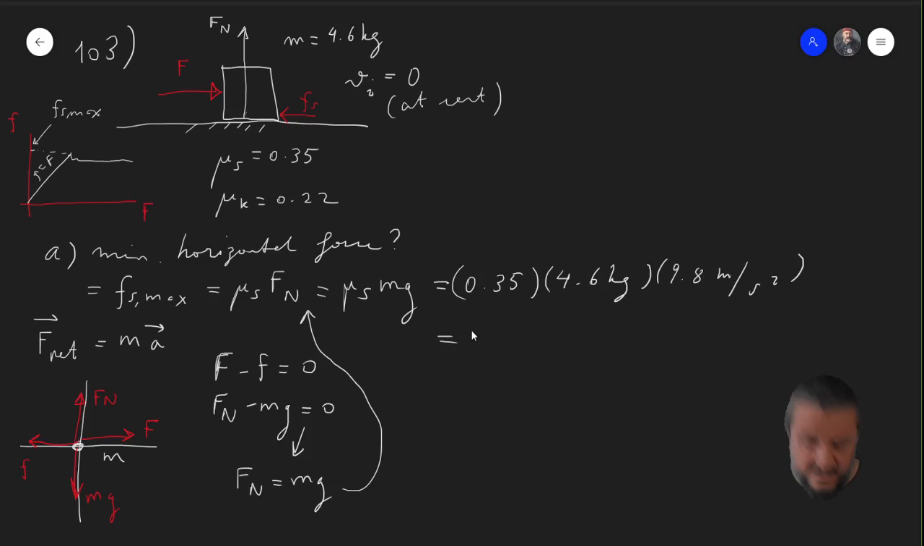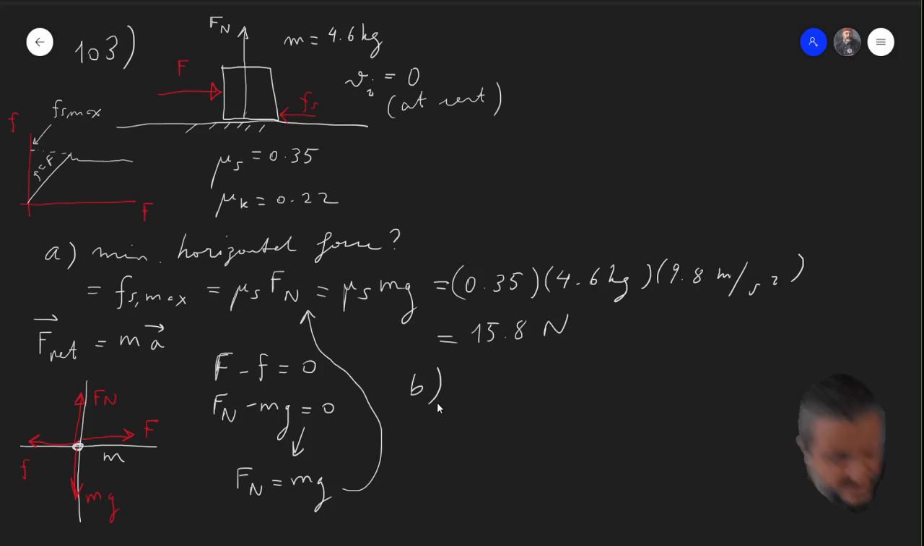So multiply these: 0.35 times 4.6 times 9.8. That gives you 15.778. Okay, you can round it to 16 or just leave 15.8 newtons. All right, that's the minimum horizontal force. Part A, done. What about part B?